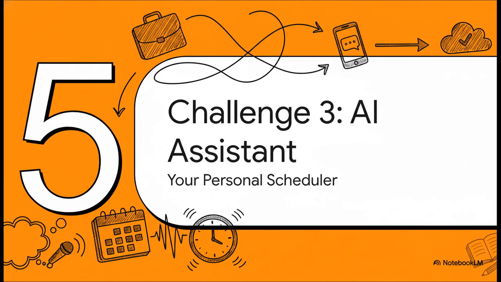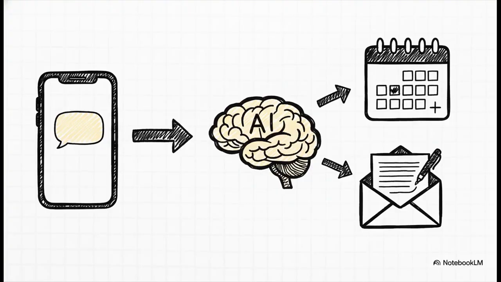Okay, for our last challenge, we are going for the gold. We're talking about building something really ambitious. A true conversational AI assistant that can actually manage your schedule for you. This is really the kind of stuff most of us picture when we think about AI, right? An assistant that can understand a simple, natural request like, hey, schedule a meeting with Jane, and then actually go and talk to your calendar and your email to make it happen.